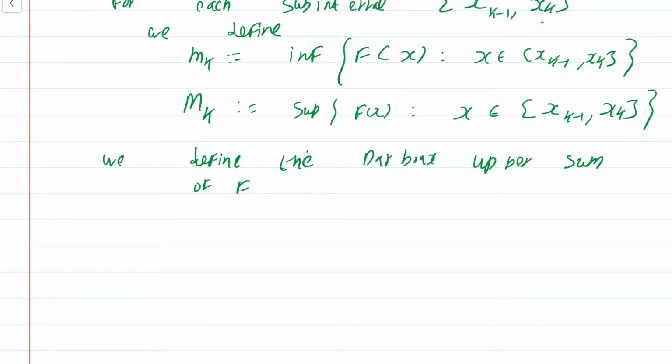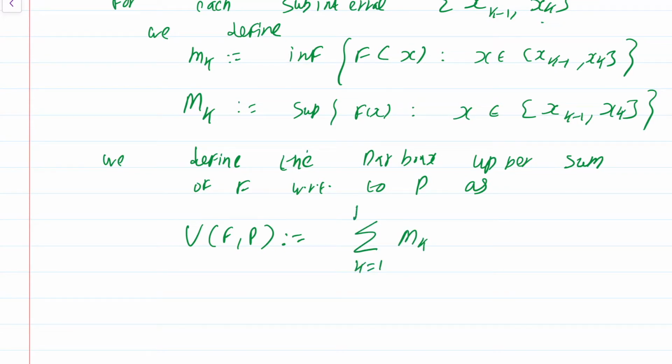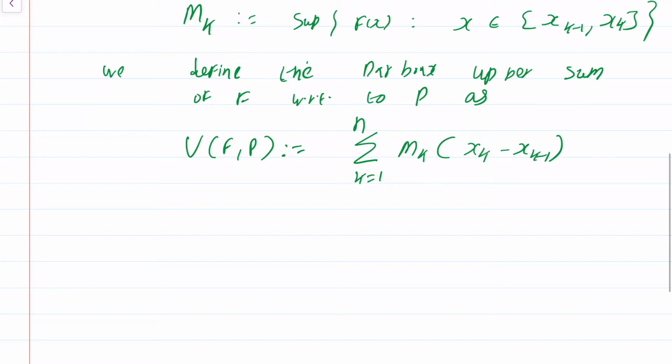The upper sum of f with respect to this partition P, U(f,P), is by definition just the sum, as you run over all the subintervals, of M_k times the length of the interval, x_k minus x_{k-1}. This quantity, which is the length of the subinterval, will occur so frequently that we will just abbreviate it as delta x_k.